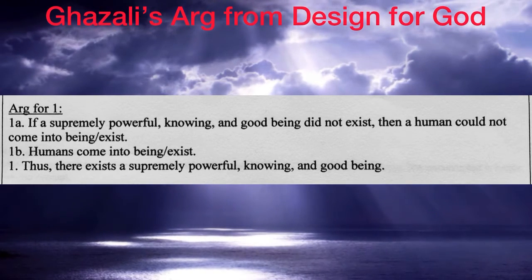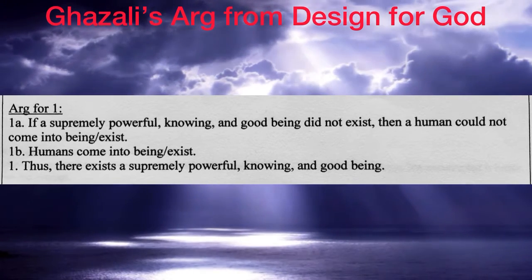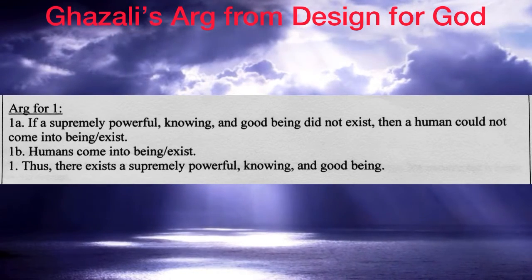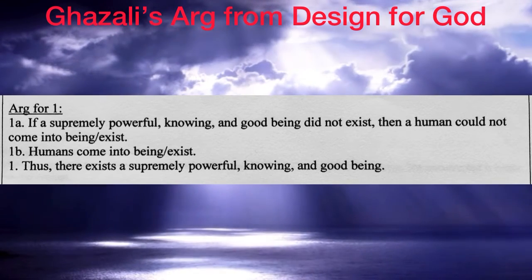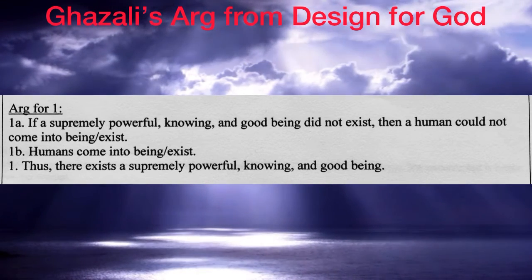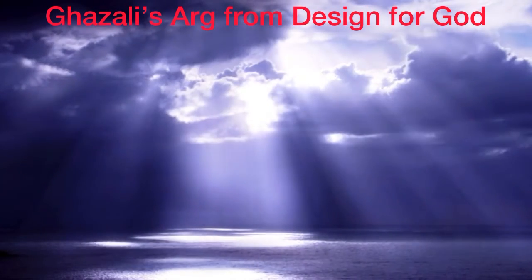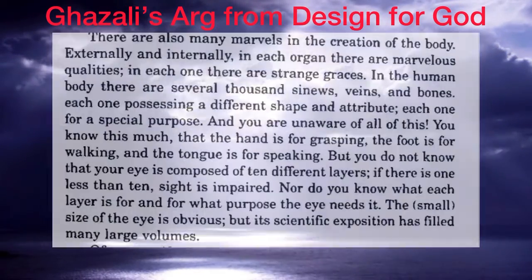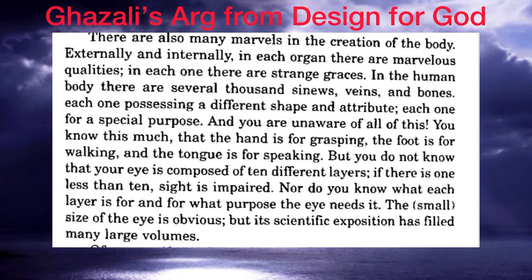Now, of the two premises in the argument for 1, namely 1a and 1b, premise 1a is obviously the more controversial of the two, and accordingly, Ghazali offers some evidence or rationale in support of it. So let's look at some of those texts now. The first text in which we see Ghazali motivating this claim is one in which he's just discussing the intricacies of the human body. This is from page 35 of your reading. He writes, "There are also many marvels in the creation of the body, externally and internally.